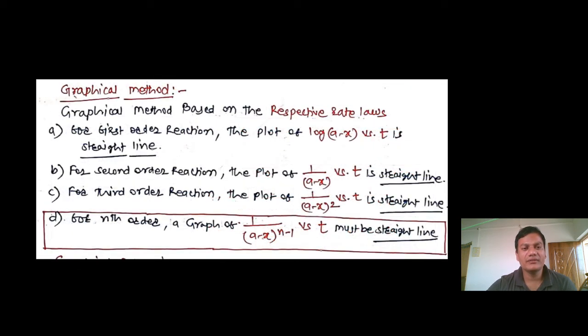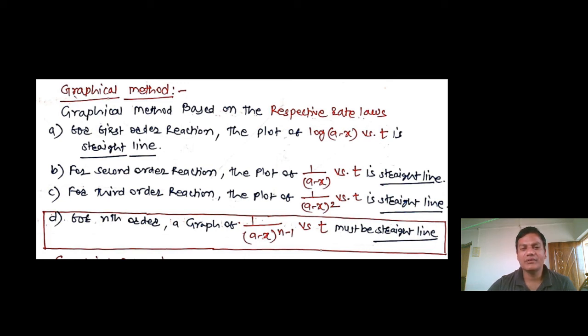Now the graphical methods. For first order reaction, a plot of log of a minus x against time t is always a straight line. For second order reaction, a plot of 1 upon a minus x versus time is a straight line. For third order reaction, a plot of 1 by (a minus x) square is a straight line. So for any order, that is nth order, we can write a general statement: a graph of 1 upon (a minus x) raised to n minus 1 versus time must be a straight line.